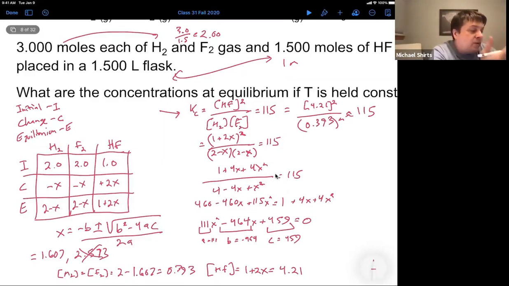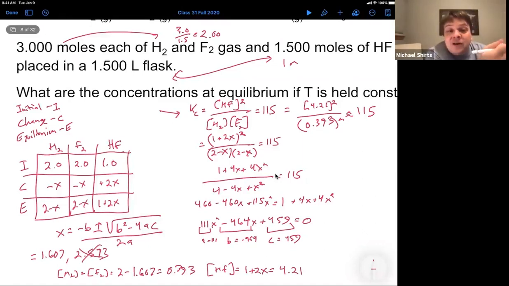So this is a way we can solve these sorts of equilibrium equations. We plug in, there's going to be one variable, the extent to which the reaction has occurred, we get a quadratic equation, and we solve it. We figure out which answer is non-physical, eliminate that, and then just plug that in. Remember, the x is not the answer, the x is the change, and so we need to plug the change in to get what the final concentrations are.